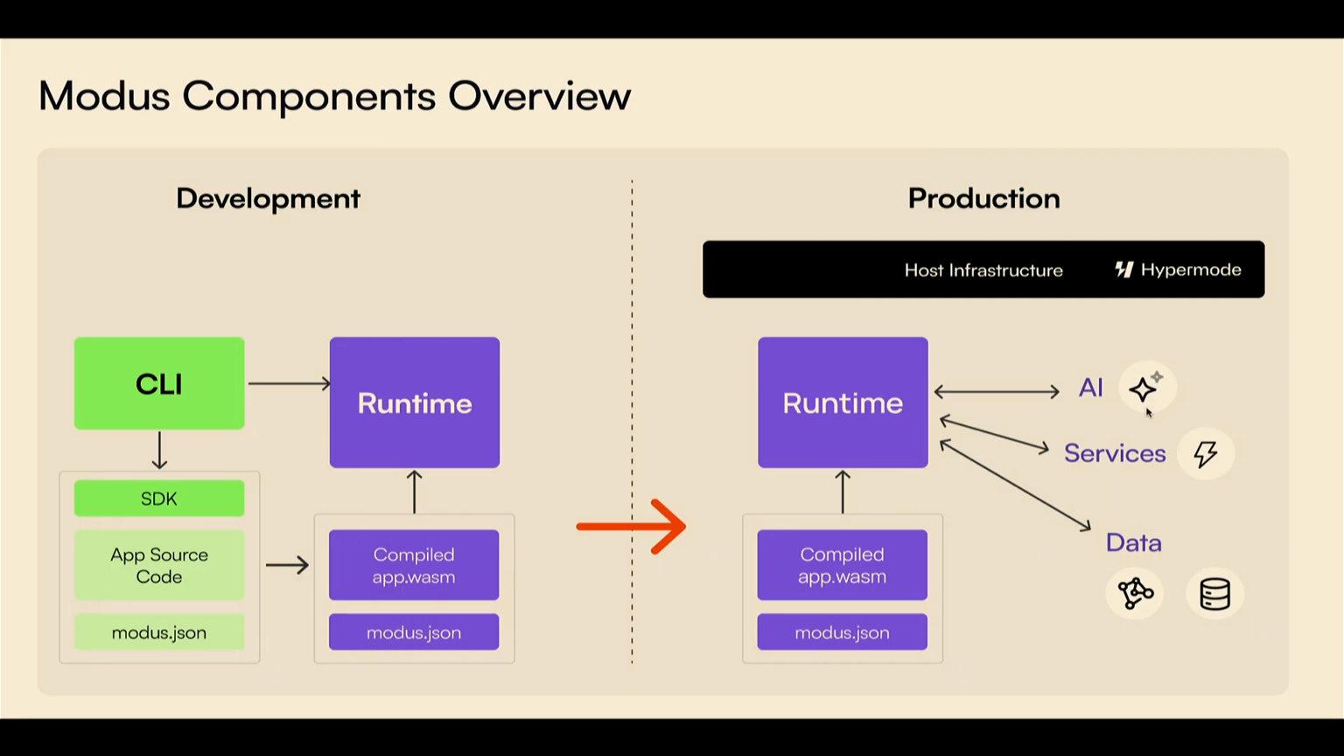If we look at the components of Modus for development, a lot of this is driven by a CLI that exposes the way for scaffolding a new app, for working with the SDK, for compiling and running locally in WebAssembly. Then for production, we're typically just looking at the runtime, and again, we can deploy this to Hypermode, but this is open source. We can run this anywhere that we can run WebAssembly modules.